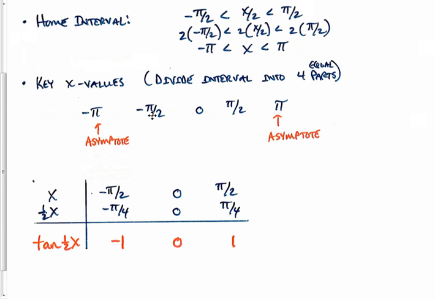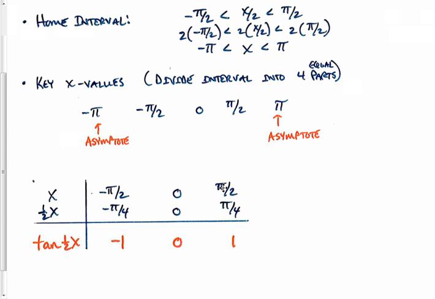For these 3 values, we're going to calculate our y value. If x is negative pi over 2, remember y is the tangent of 1/2 times x. First we need to know what 1/2 of x is, and that's negative pi over 4. So the tangent of 1/2 of x is the tangent of negative pi over 4, which is negative 1. If x is 0, 1/2 of x is 0, and tangent 0 is 0.